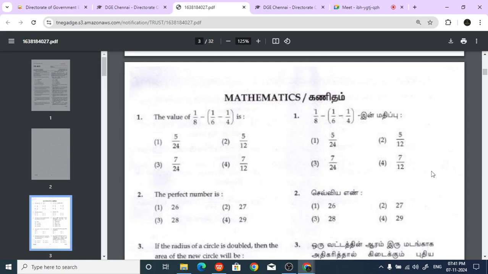Go to 27. What are the factors of 27? 1, 3, 9. Here again, if you add all these, you are not getting 27.